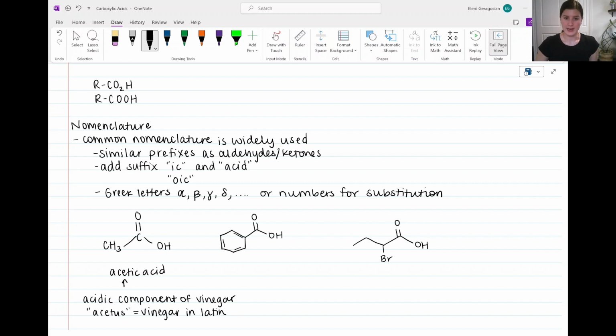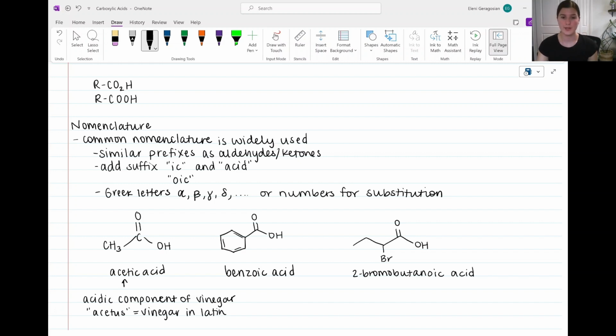Okay, next we have a carboxylic acid bonded to a phenyl ring or a benzene ring. So this is benzoic acid. And then in the next example, we have a 5-carbon chain. Carboxylic acids are high priority, so that carbon would get carbon number 1, would be numbered carbon number 1. So we could name this 2-bromobutanoic acid.